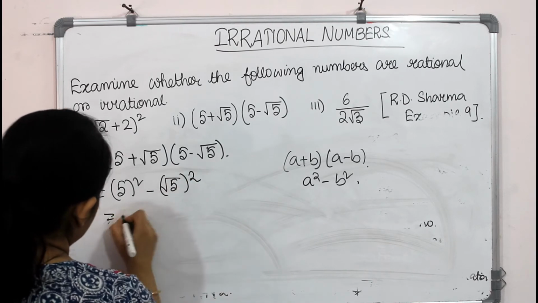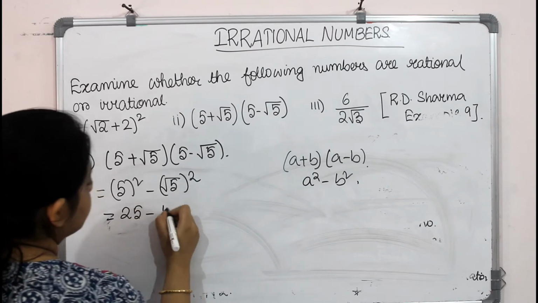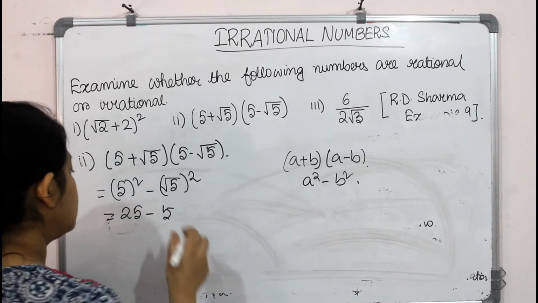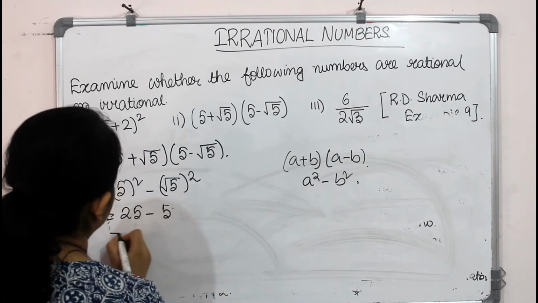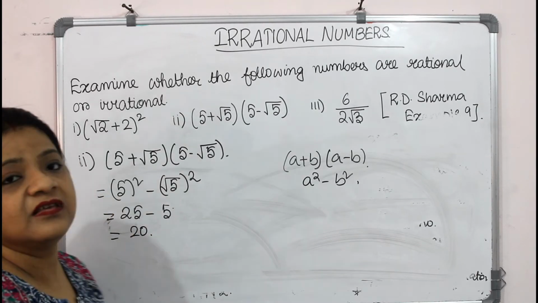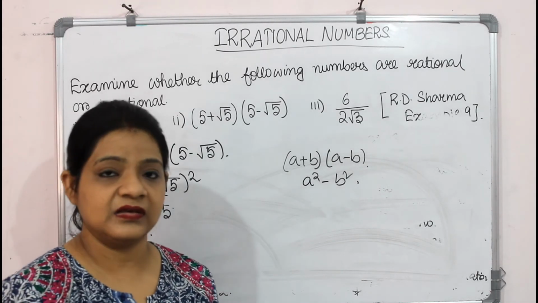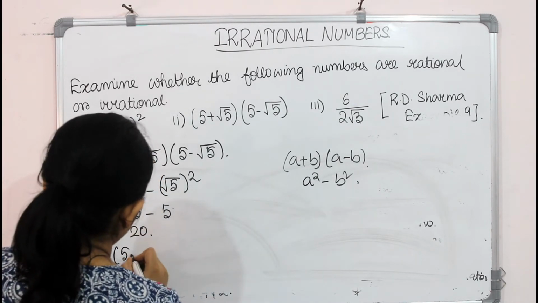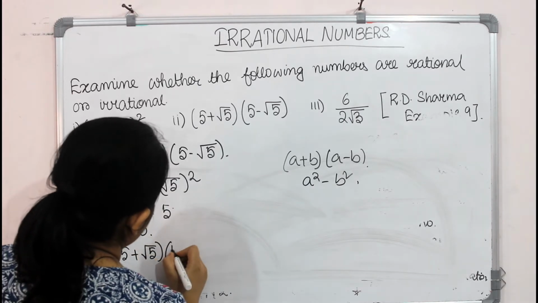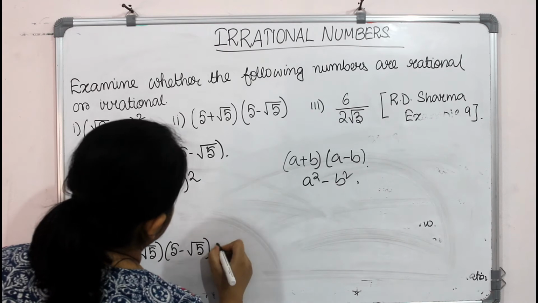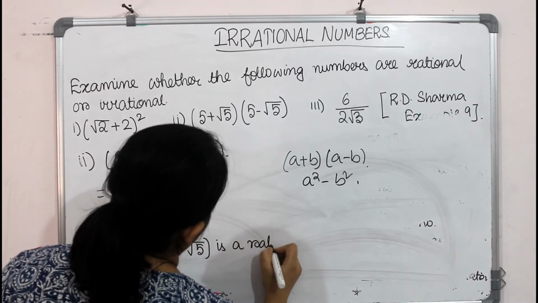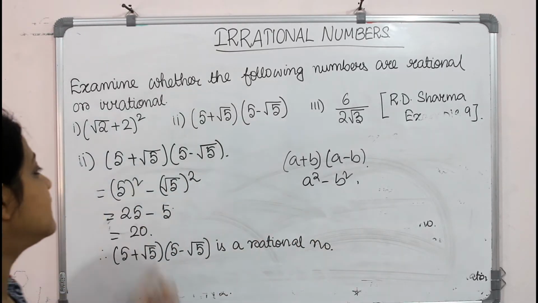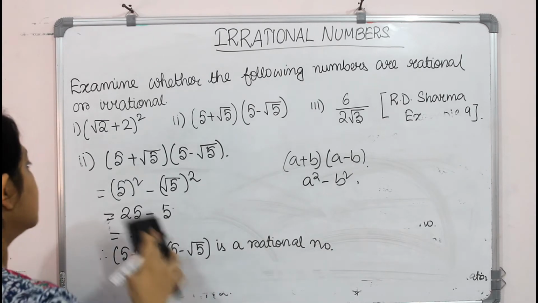So you are getting 25 minus root 5 whole square. The root will get cancelled by the square and you will be left with 5. So 25 minus 5 is 20. 20 is a rational number, isn't it? Therefore (5 plus root 5) into (5 minus root 5) is a rational number. I hope this sum is clear to you. So let's see the third sum.